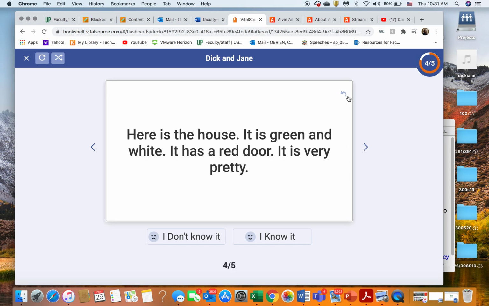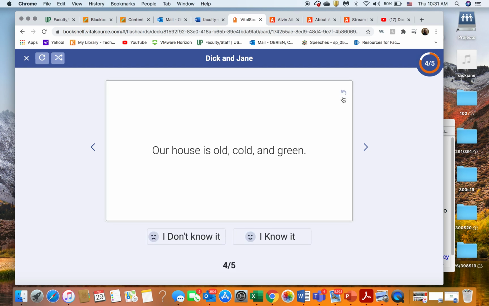And again, we have the house, green and white. It has a red door. It is very pretty. Our house is old, cold, and green.